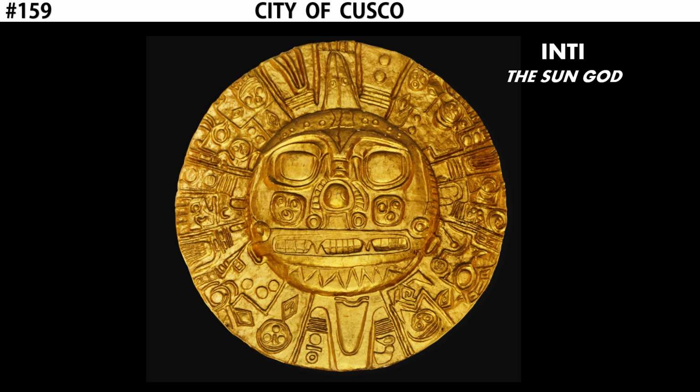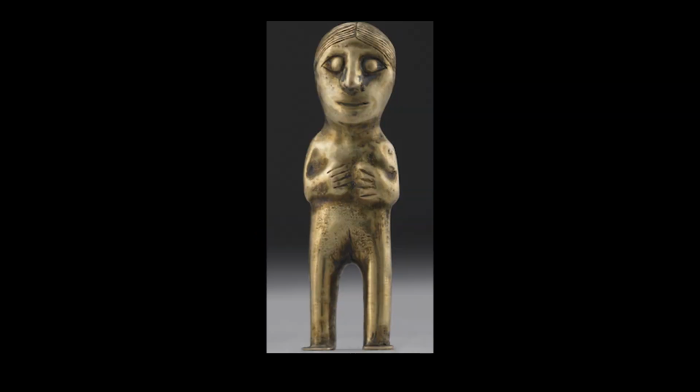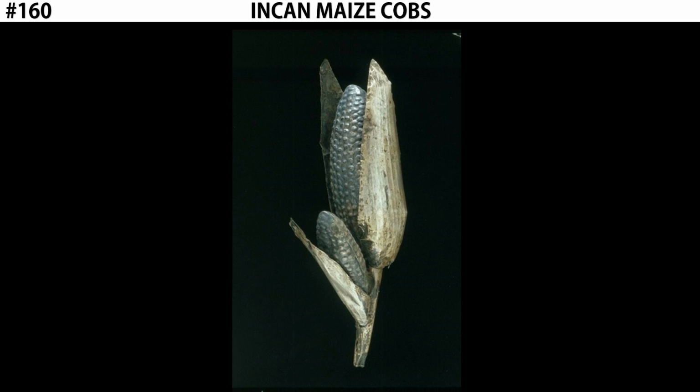Now, there's not much of that golden sculpture left. We have only a couple examples. This is a little golden llama that was taken from the Korikancha. Here's a small golden human figure. And then we have this, the Incan maize cobs. This was originally found in the Korikancha's garden, the golden garden of Inti's temple. And according to Spanish records, this entire garden was just golden plants that were planted in the ground to make them look like they were growing.